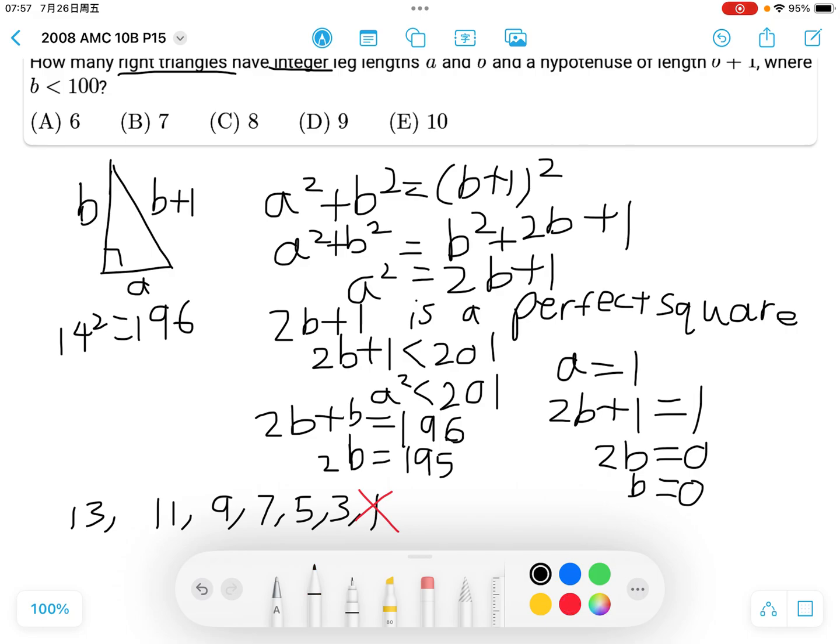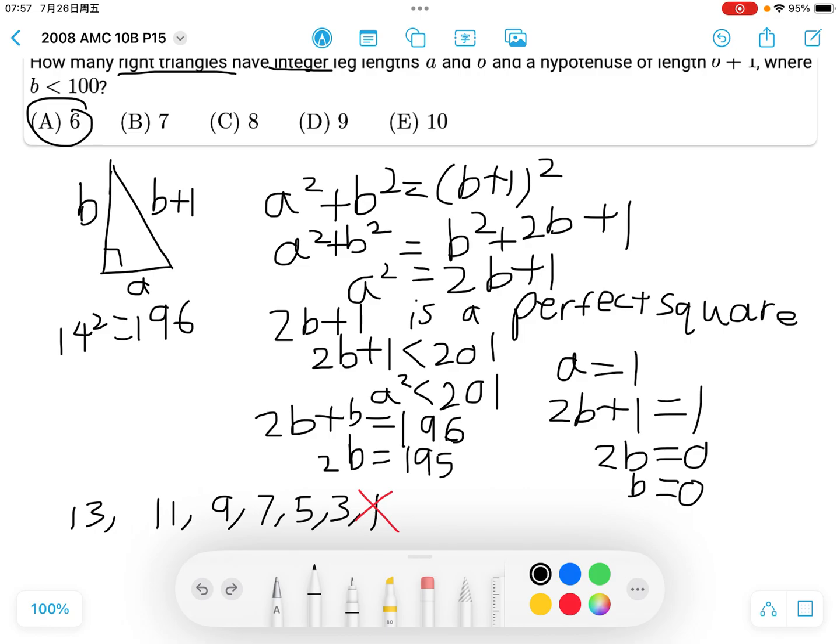So the answer is going to be A, 6. Even if we try to figure out all these other solutions, the smallest answer here is just 6, so it proves that we can't eliminate any more options.